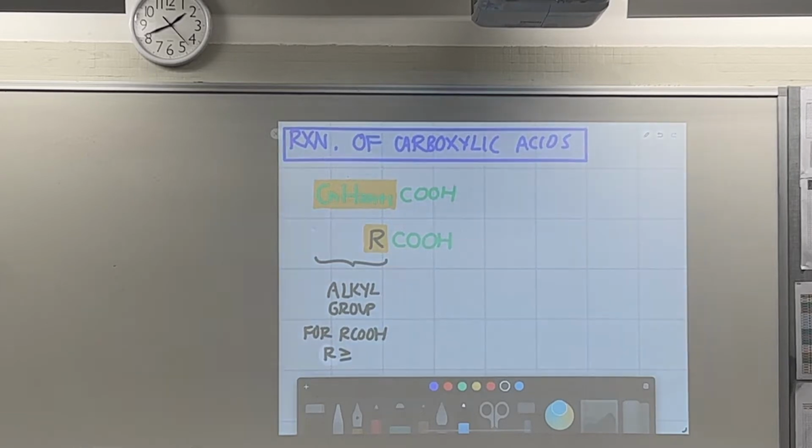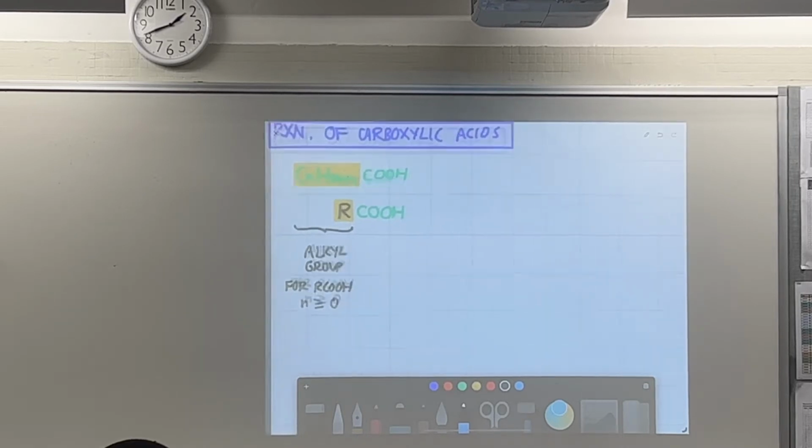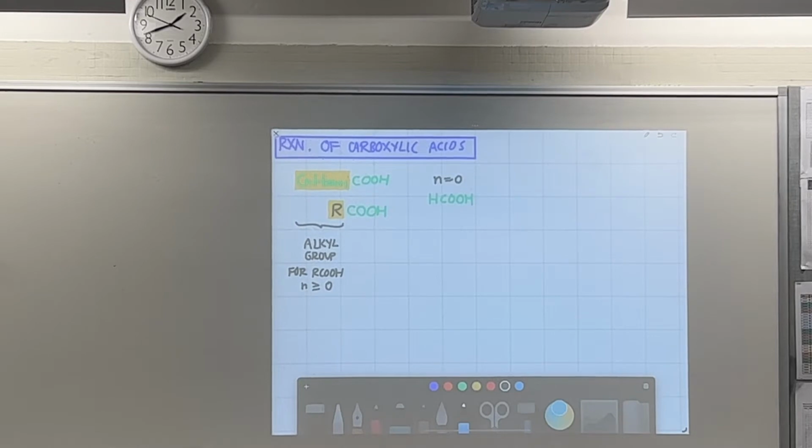n starts from 0. Because what's the simplest carboxylic acid that you can think of? What is the simplest formula of carboxylic acid? Is it CH3COH? Can we do something simpler? It's HCOOH. So put this down. This is why I wrote n greater than or equal to 0. When n is 0, you will end up getting this formula HCOOH. Many students think that n must start from 1. This is not true in this case, okay?